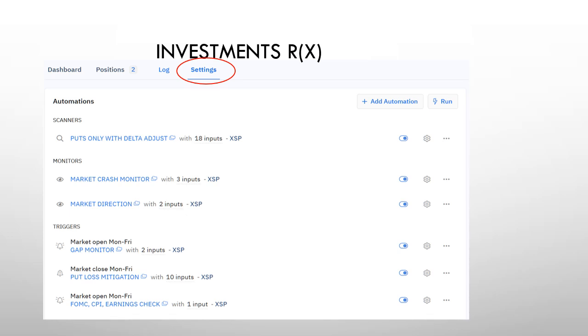Market direction combines 2 indicators to give us a sense of where the market is headed for tomorrow. Results from this automation are used in the loss mitigation automation to determine if the supplemental trade is appropriate or not.